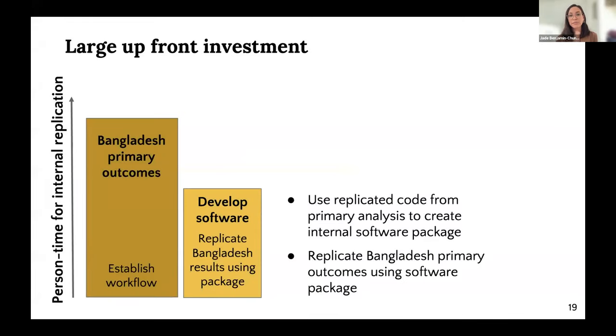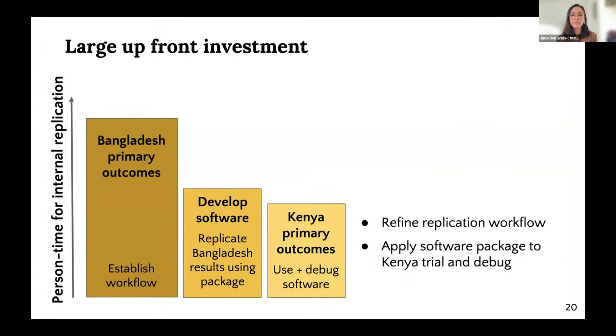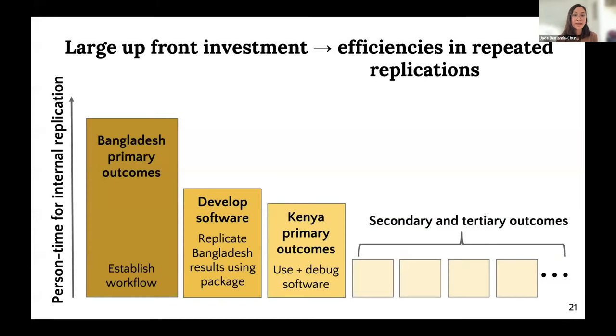After we completed that, we used our replicated code to create a software package in R that the subsequent analyses could rely upon, so that we didn't have to replicate every single step, every single time. For the analytic pieces that were repeated, we could use our internal software. We then tested that on the Kenya primary outcome analysis and debugged the program that way. Then for the remaining secondary and tertiary outcome analyses, we used that package.